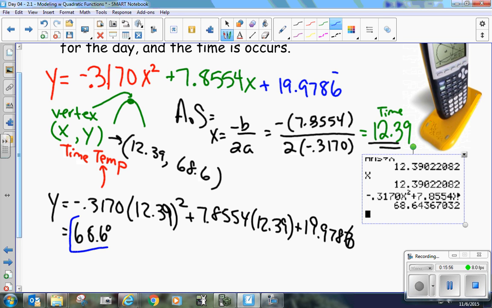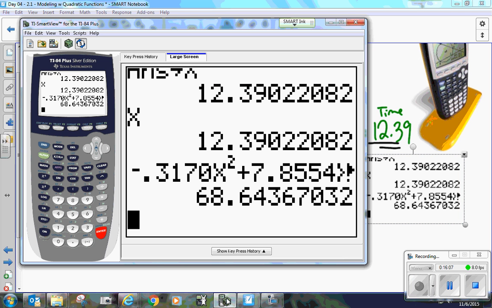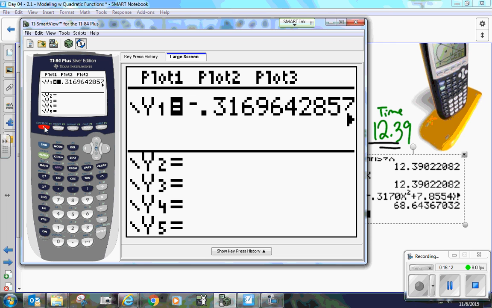Now, that seems like a lot to do when you get the calculator to do it for you, doesn't it? Let's look at the calculator right now. Remember how we put our equation in y1? If I hit y equals, look what's in y1. Oh, that's not truncated though. That's as far as it can go. You have to type that in.